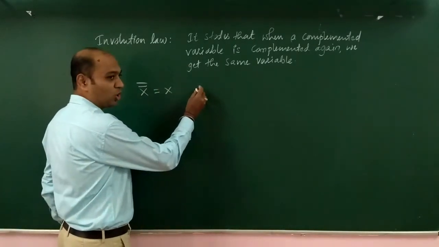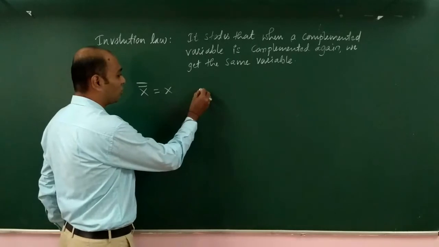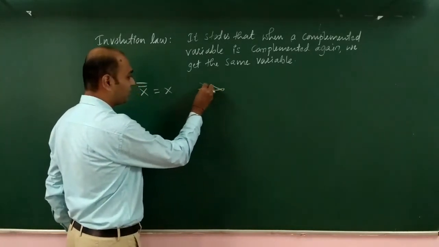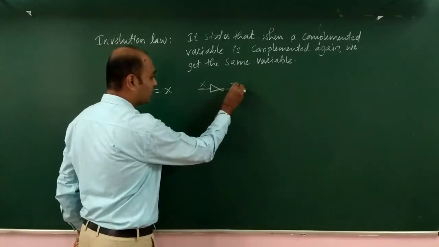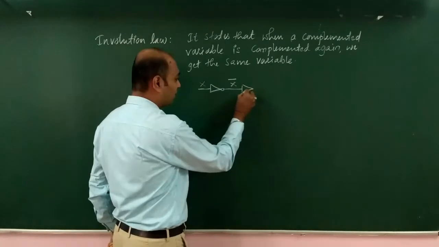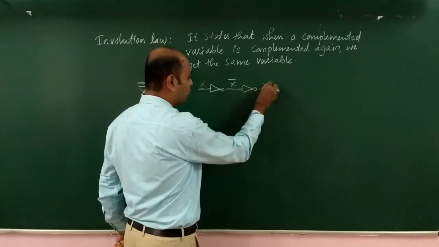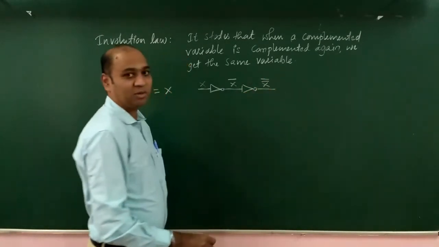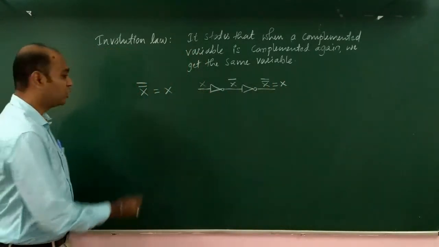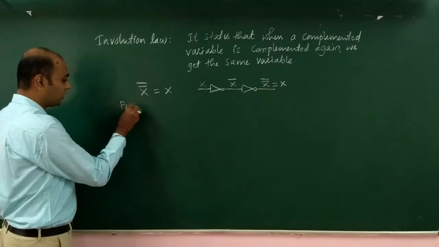Here we can draw the same in the form of logic gate. So we will write first x not. Here if I input x, we are going to get x not. Again if it is combined with the not operator, then it is going to give us x double bar, which is equal to x again, right? So let us prove this one algebraically.